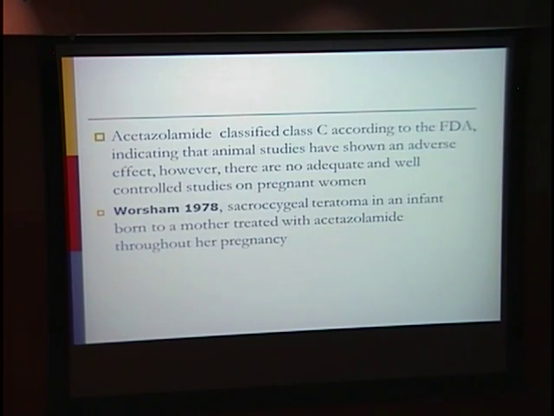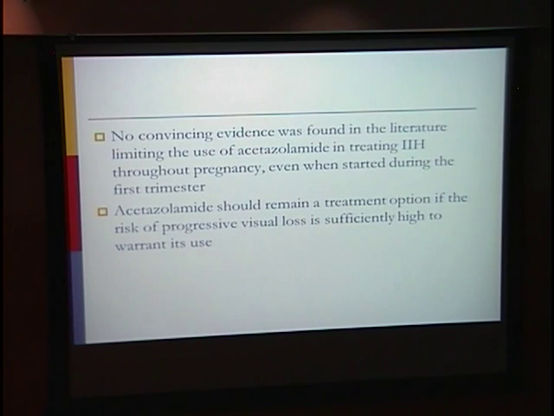Acetazolamide, of course, is classified as class C according to the FDA, but we use it if we need to treat. There was a case of sacrococcygeal teratoma in an infant born to a mother treated with acetazolamide, but she was treated with a very, very high dose throughout her pregnancy. So if we need to treat the patient, we treat the patient. It depends on the reason. If we're afraid, if she has severe papilledema or visual field loss, we need to treat, and we follow the patient carefully.